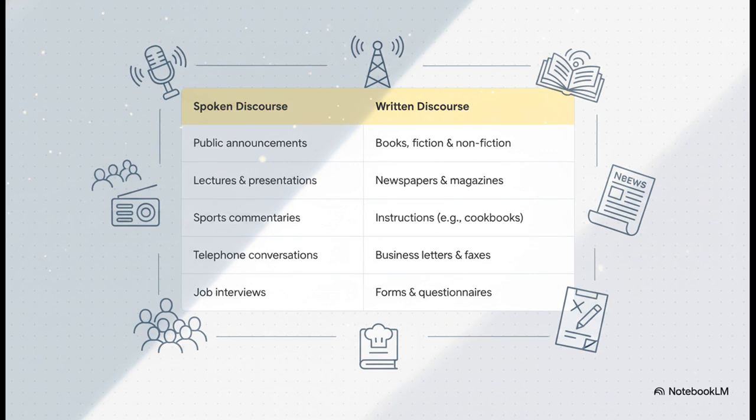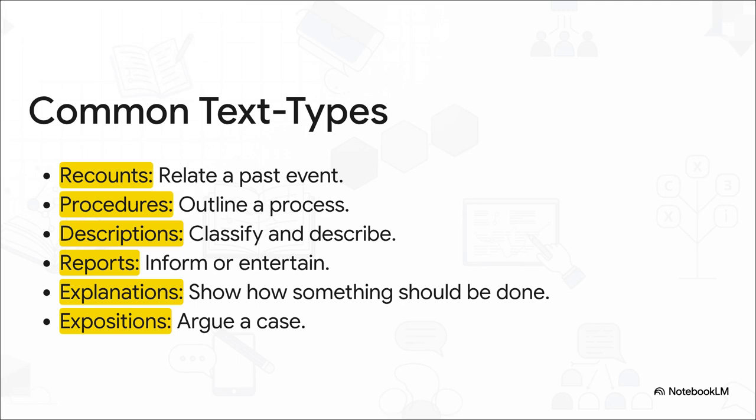And if we zoom in a little closer, within all those genres, we find these common text types, and each one has a very specific job to do. For instance, a recount is all about telling a story that happened in the past, while an exposition is about arguing a point. Getting a handle on these patterns gives learners a super powerful toolkit for communicating effectively.